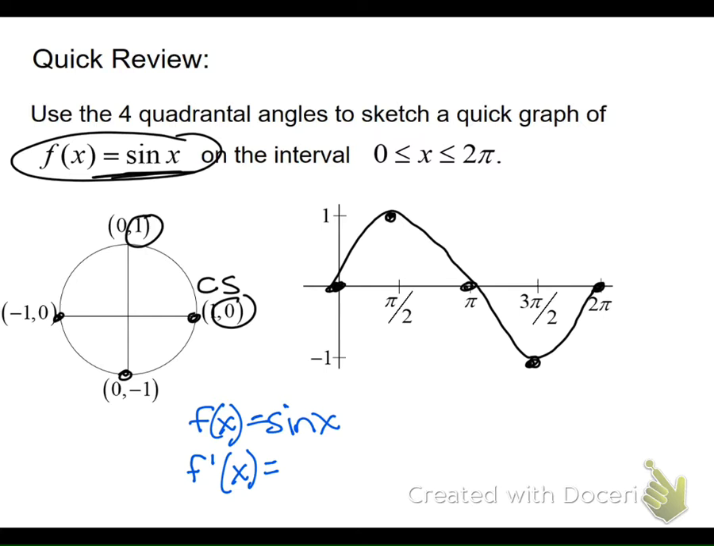Well, let's start with the easy ones. Where is the slope 0? Well, the slope would be 0 here and here. So let's graph that. A height of 0 would be this guy and this guy. Okay. Well, what about right here? What do you think that slope is?